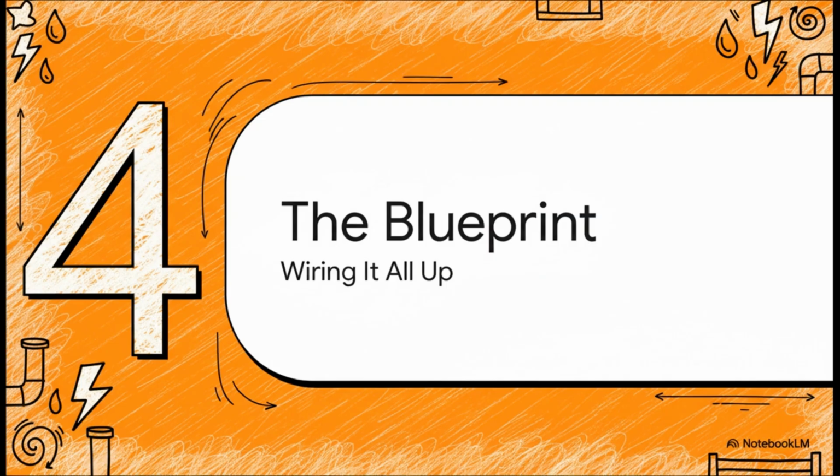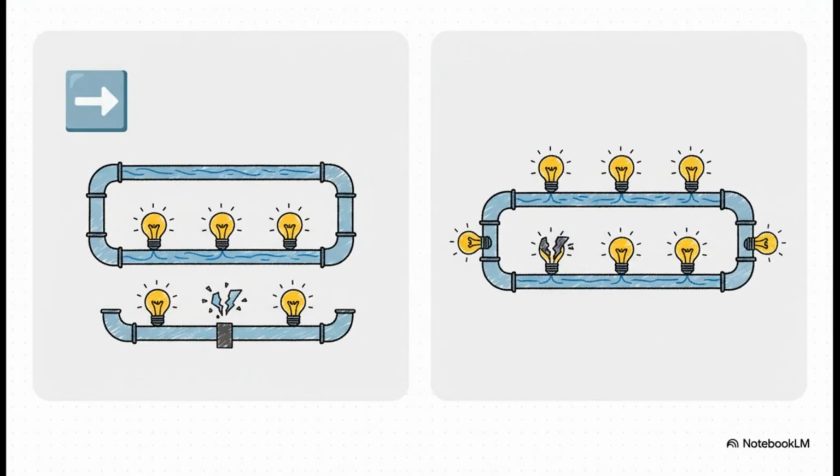Okay, so we have our basic ingredients: the push, the flow, and the obstacle. Now, how do we actually wire them together? Well, it turns out there are 2 fundamental ways to build a circuit. In a series circuit, everything is connected along one single path. The big downside? If one component breaks, the whole thing goes down. Think of those old, cheap holiday lights.